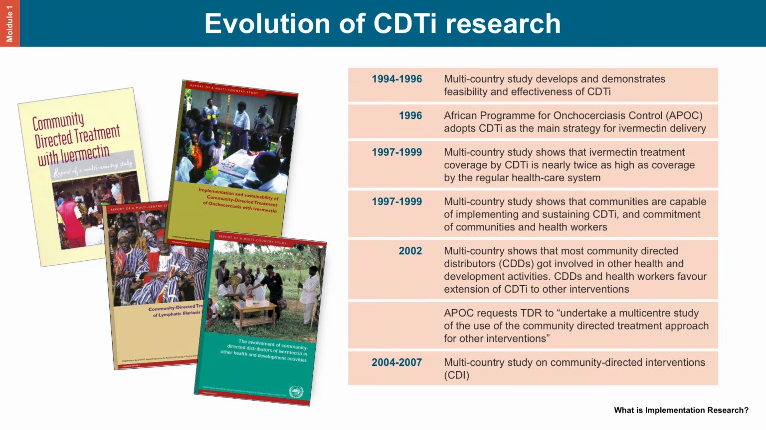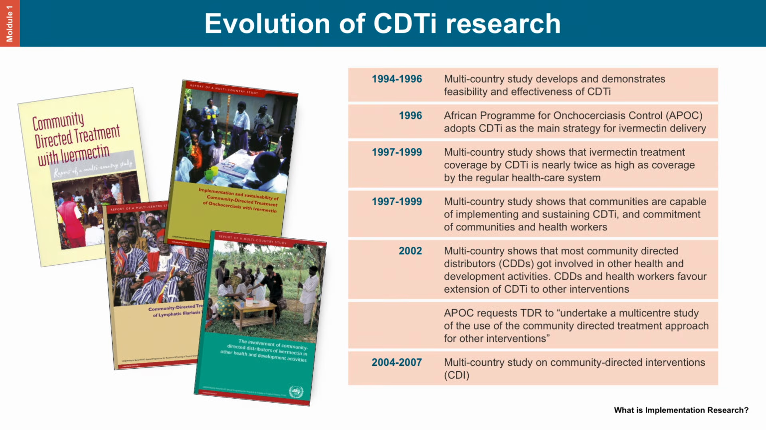Like we found in home management of malaria, community-directed treatment with ivermectin has since evolved, riding on implementation research all the way. In 1996, implementation research showed that community-directed intervention strategy was feasible and effective and likely to be sustained. In 1997, the African Program for Onchocerciasis Control, APOC, adopted it as a main strategy. So the results of the implementation research were grabbed immediately.